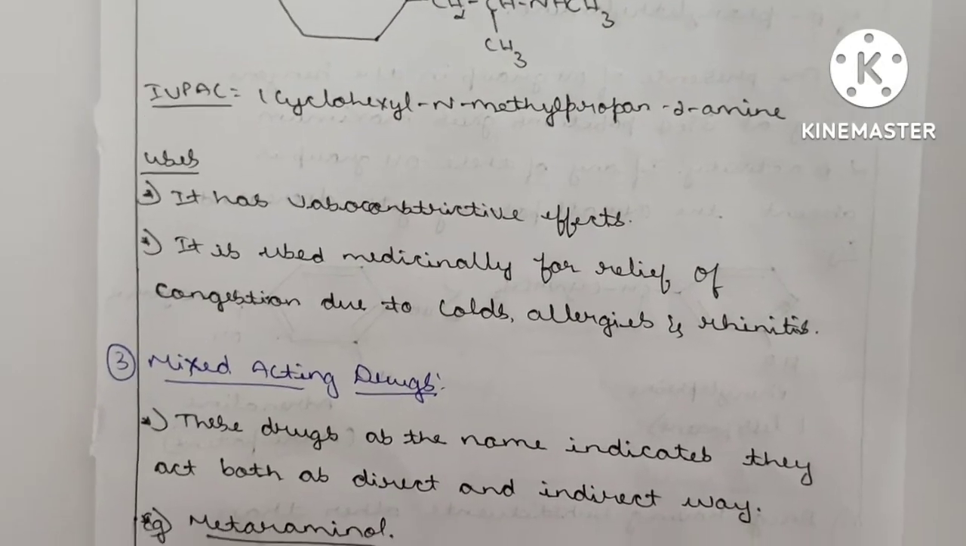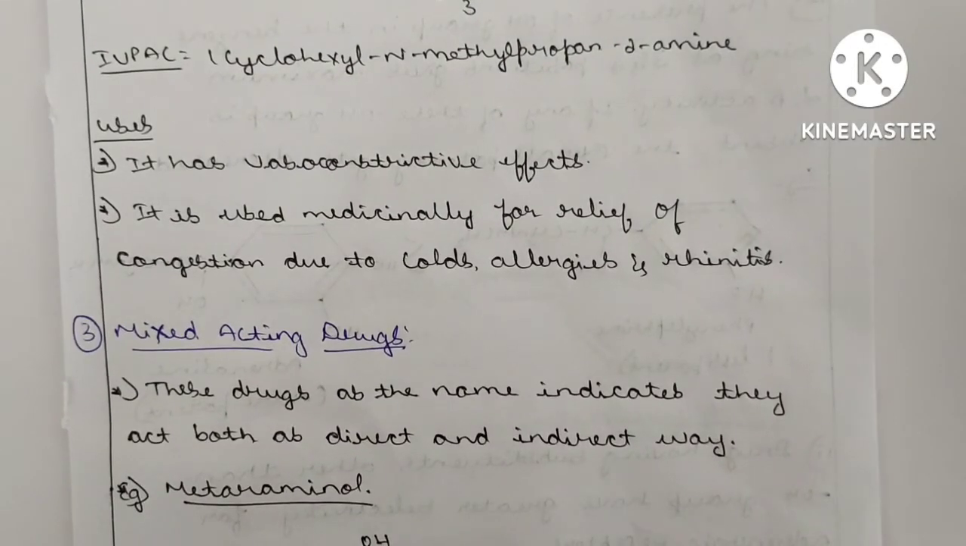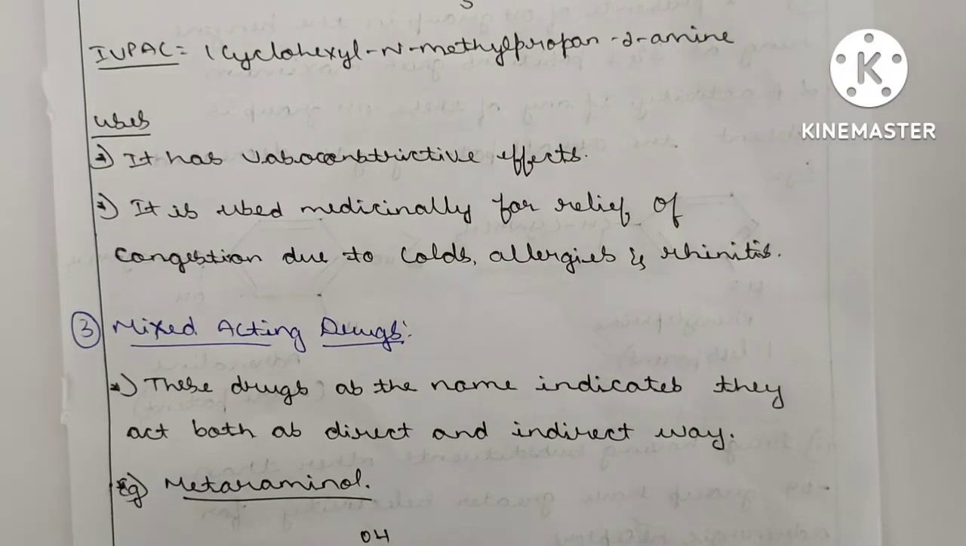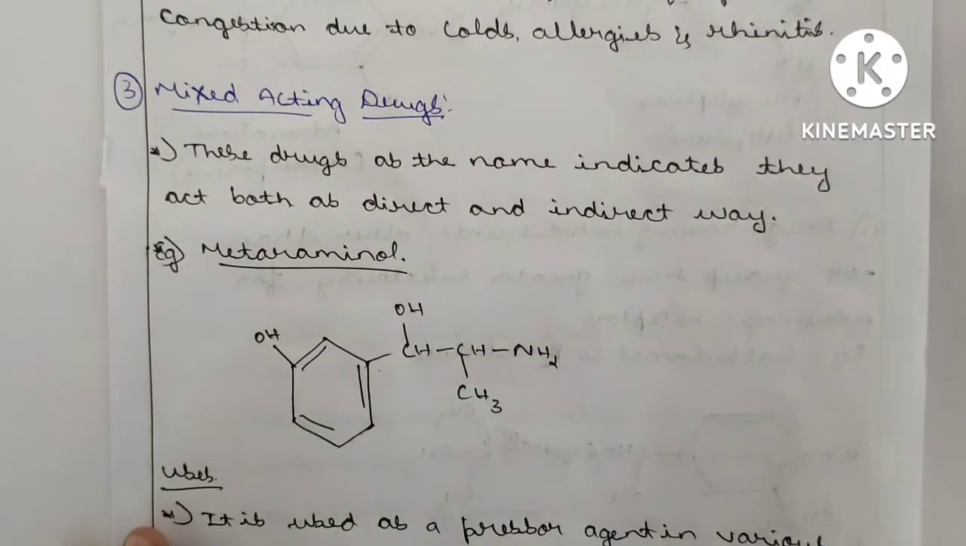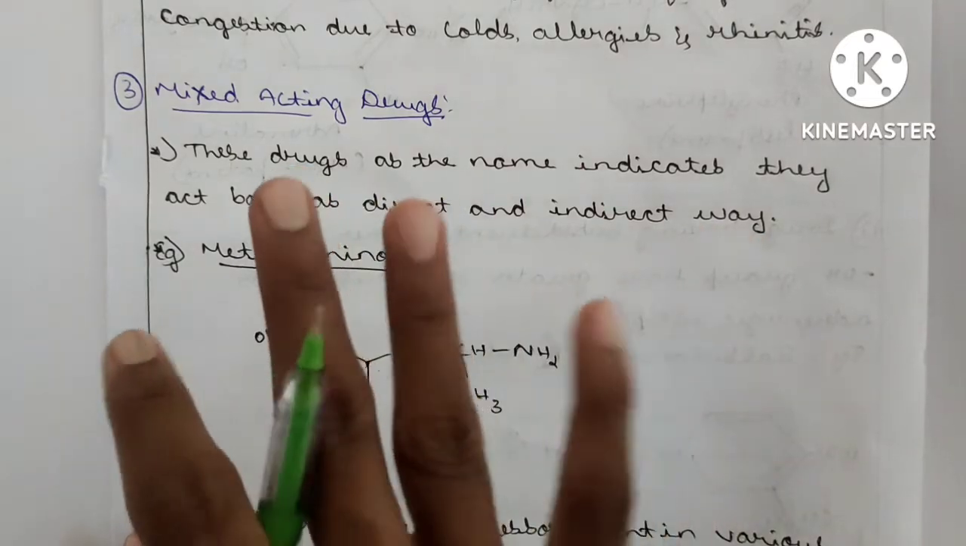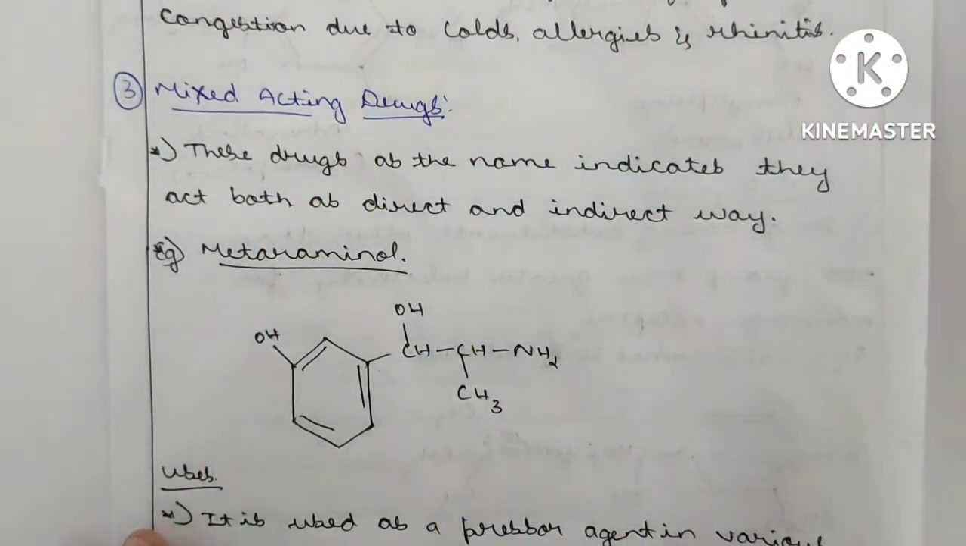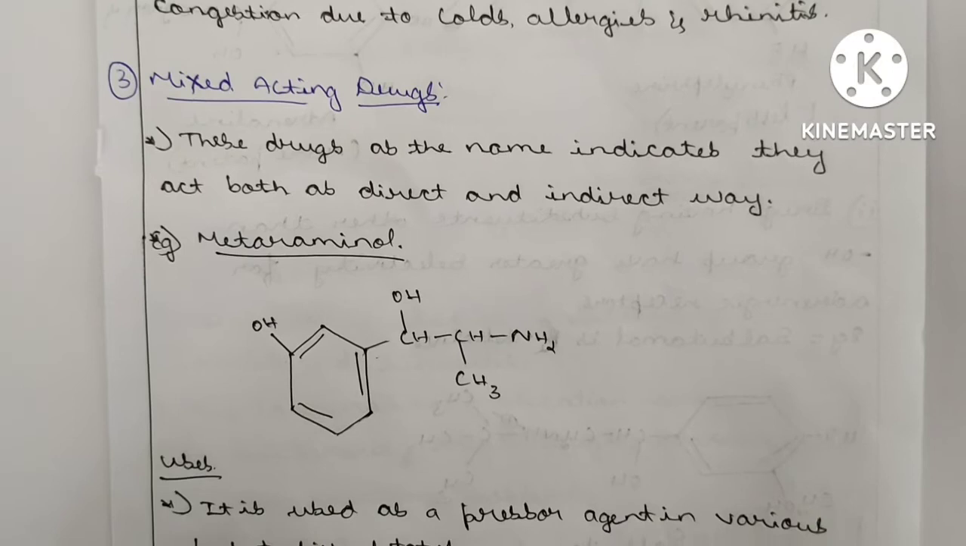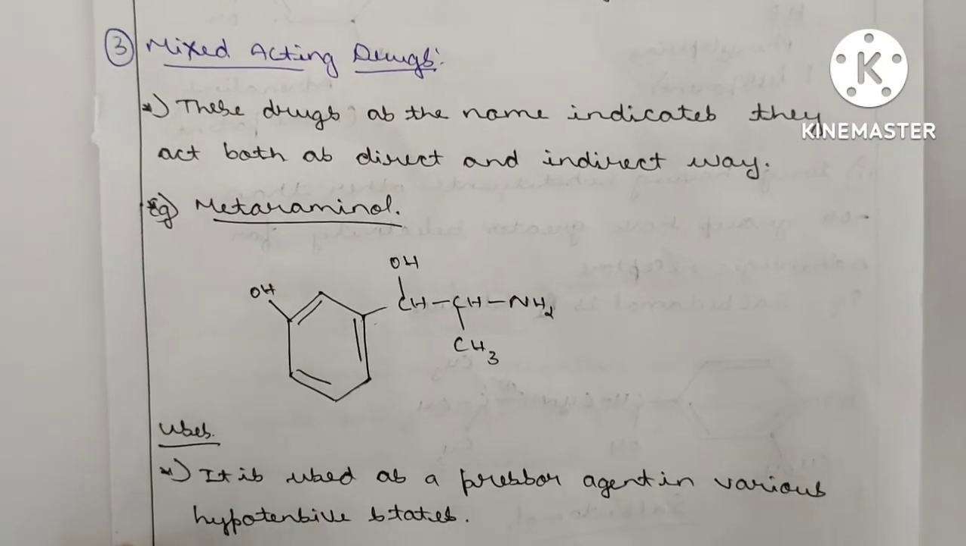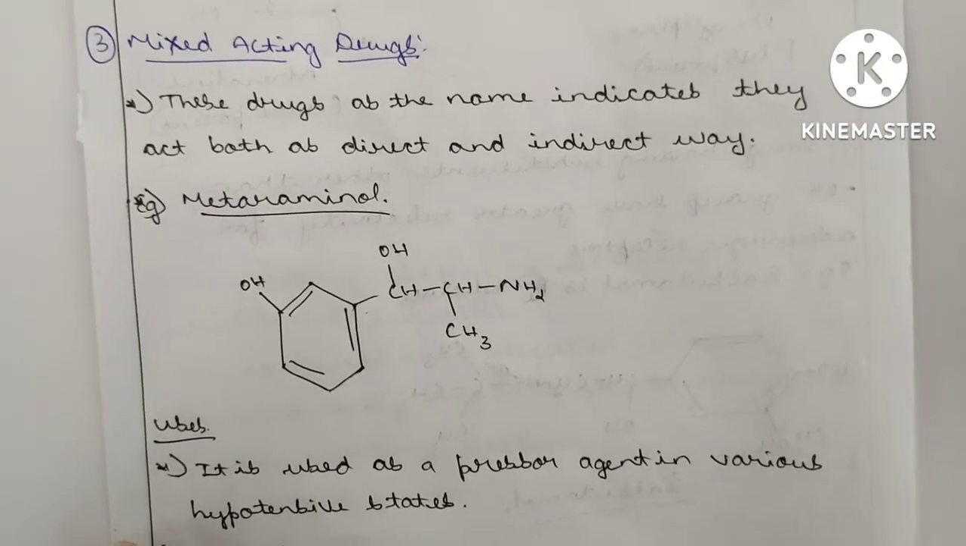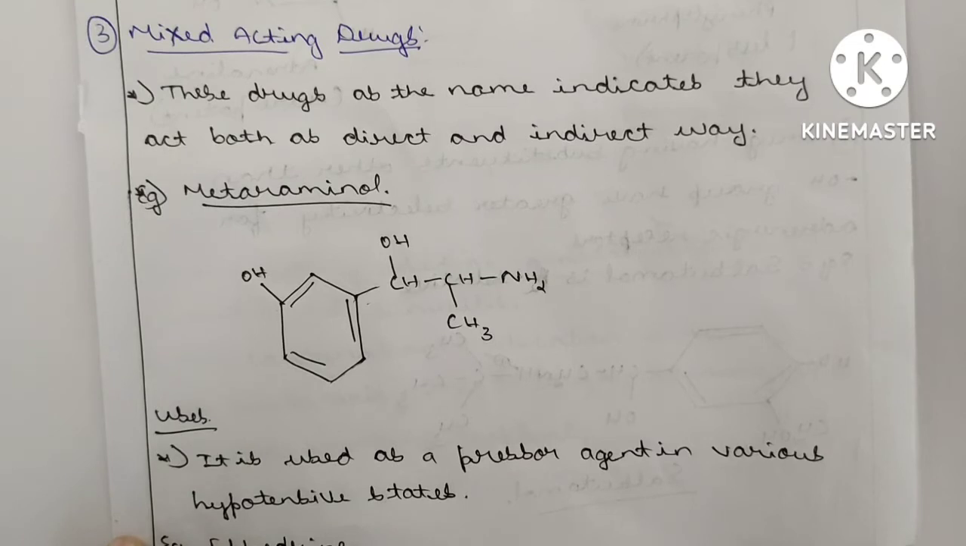Mixed acting, the last classification. These drugs, as the name indicates, act both as direct and indirect. Metaraminol, the structure. See, mixed means sometimes they will act directly, sometimes they will act indirectly. Example, metaraminol. It is used as a precursor agent in various hypotensive states. In various hypotensive states we are using this.